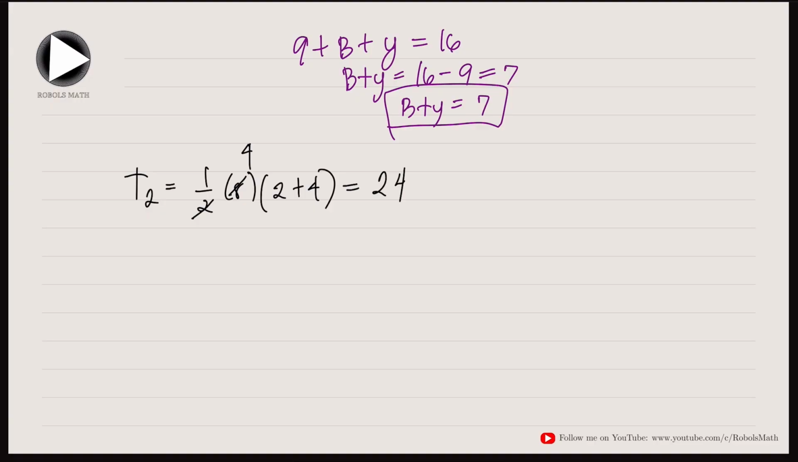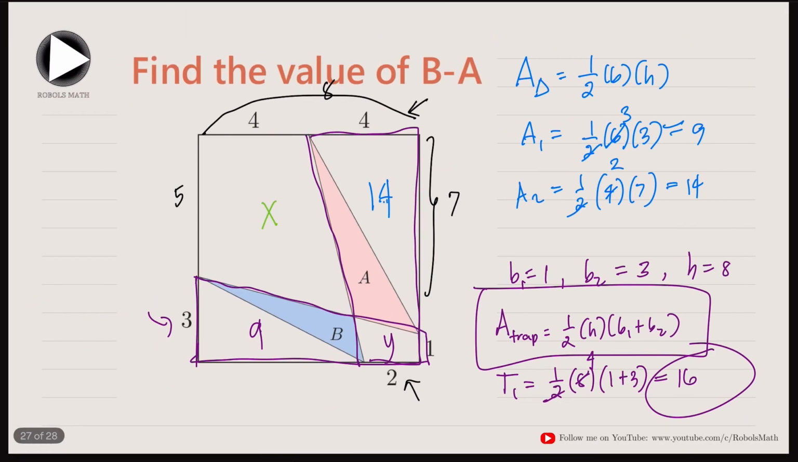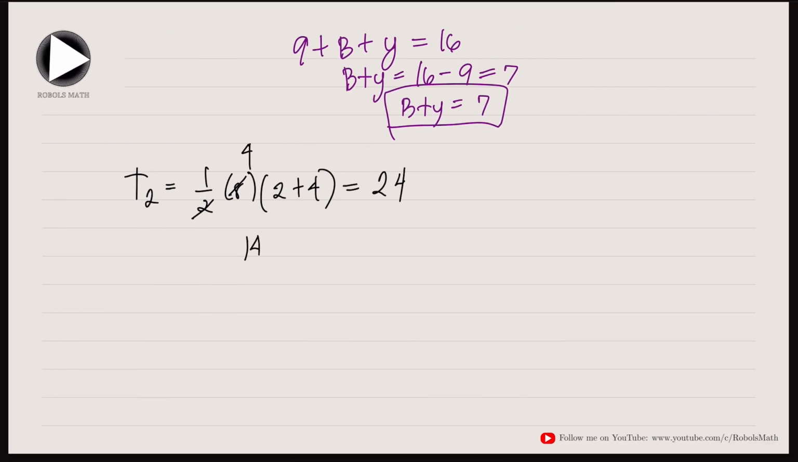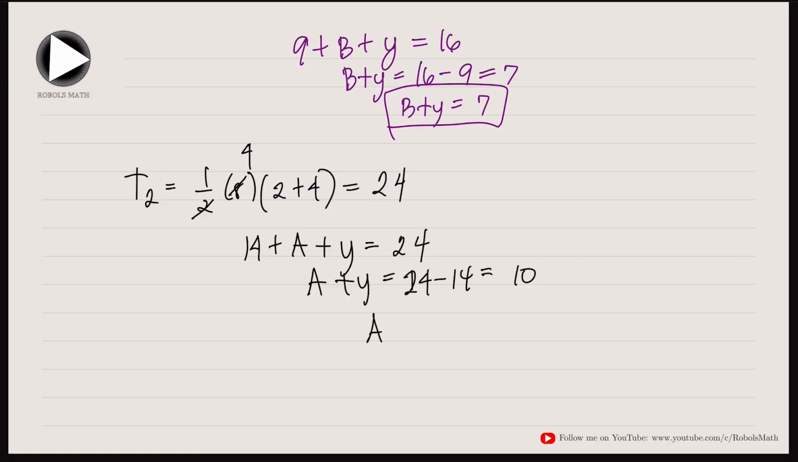Okay. But we know, similar to our reasoning earlier, the trapezoid at the right is equal to the sum of 14, a and y. Therefore, we also conclude that 14 plus a plus y equals 24, which means that a plus y is equal to 24 minus 14, which is 10. And we have this second expression here.